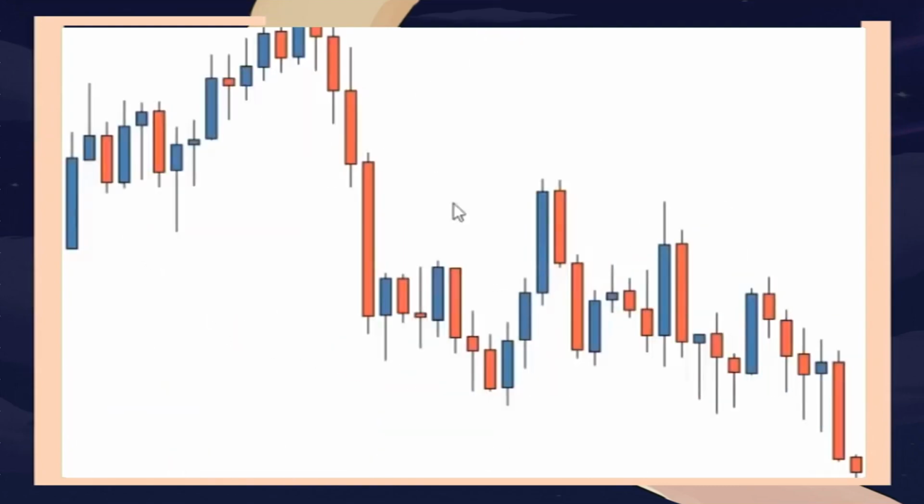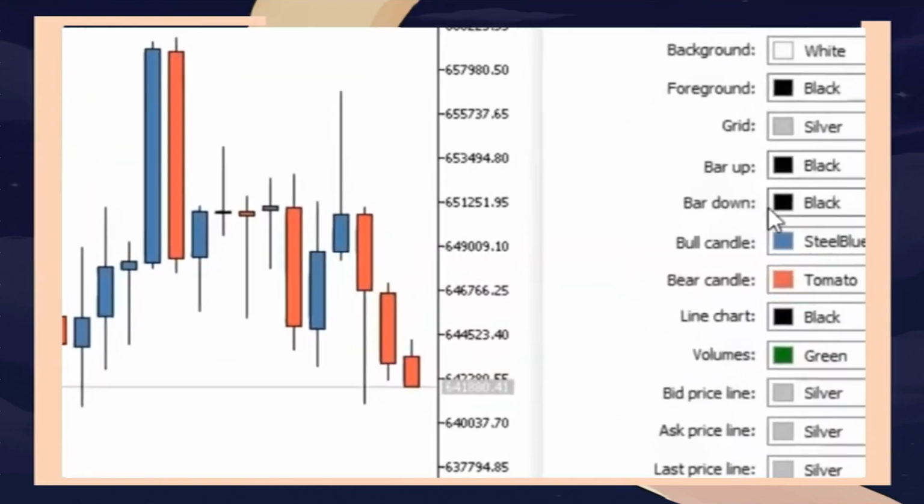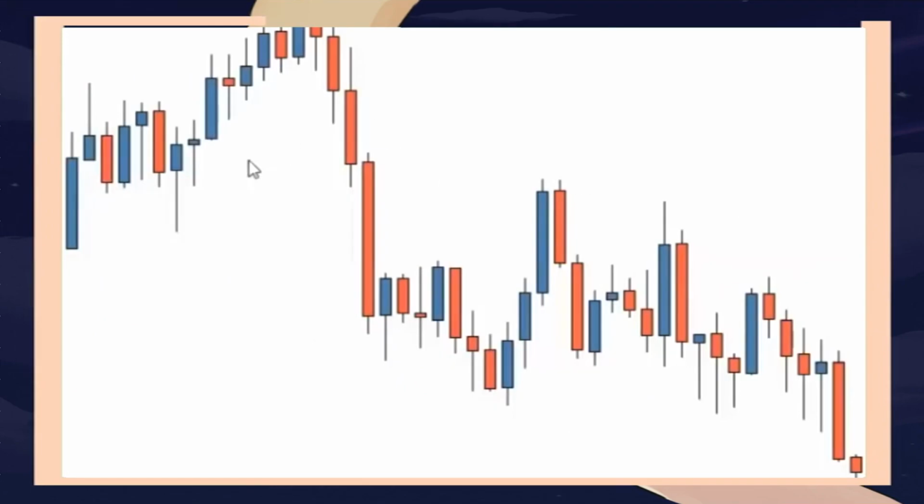Now, if you take note, you will see that the wicks have a black color. And also every candle has a black border. How that came about was from here, the properties. You can see that the bar up and the bar down, both of them are black. And that is why we have it that way. Also, you want to come and check this place to ensure that you check show ask price line. You need that so that you're going to have those two moving together on the screen.